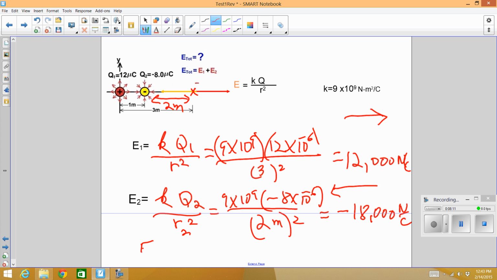The total electric field at that point is the sum of those two, which equals 6,000 newtons per coulomb, and it's to the right.